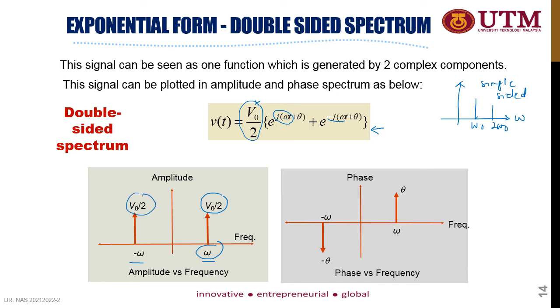Okay, let's look at the phase spectrum at positive frequency. At positive frequency, the phase is positive theta. But at negative frequency, negative omega, so the theta is negative multiplied with positive, you get negative theta. Okay, so this is the double-sided spectrum for exponential form.